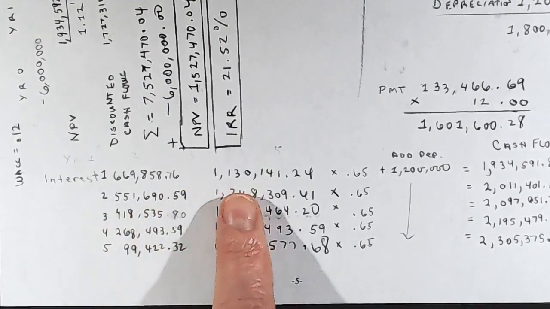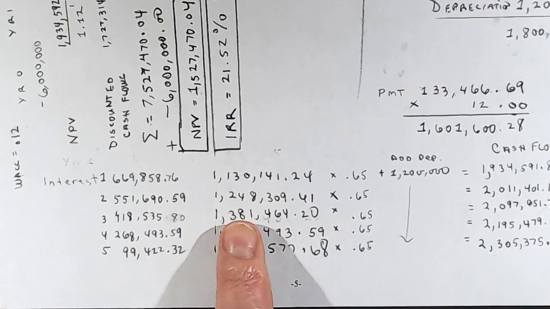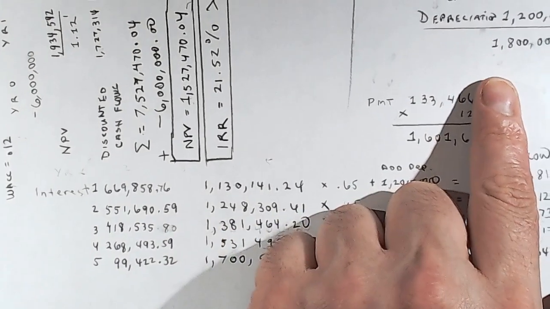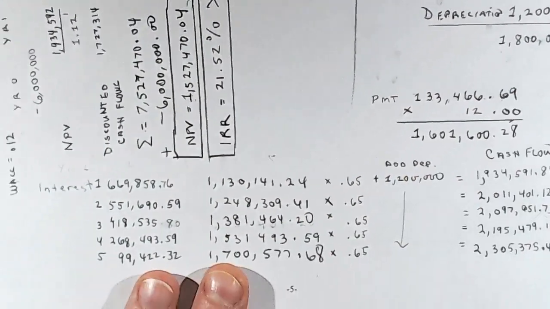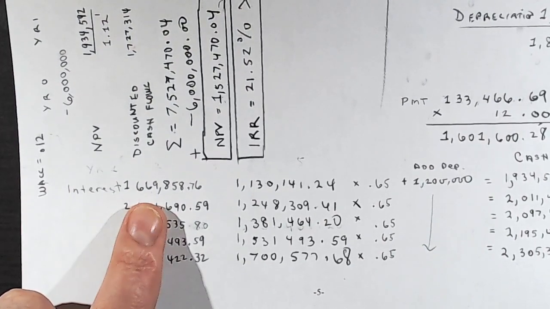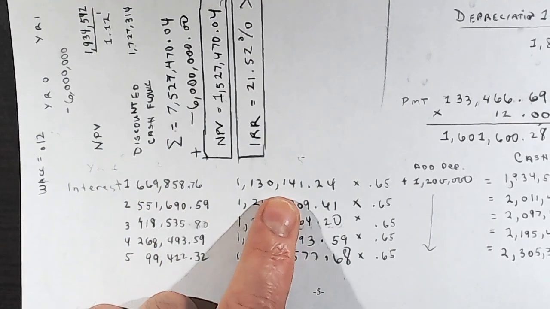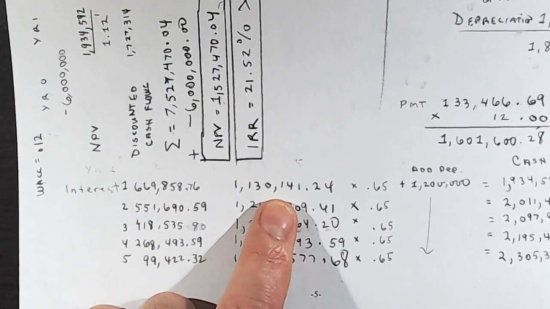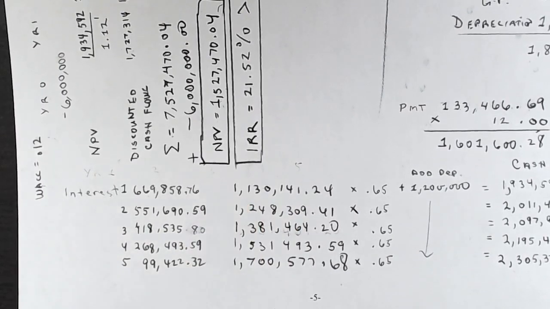So that's what this is. So then I took my gross profit minus depreciation, which was $1,800,000, and I subtracted this number from it. Okay, so 1,800,000 minus 669. I got this number, which was my earnings after I subtract interest and depreciation.